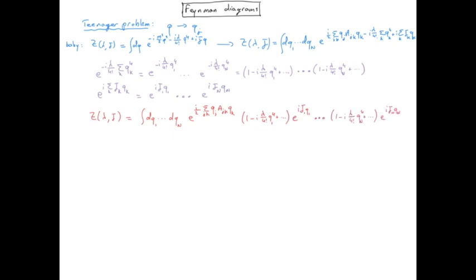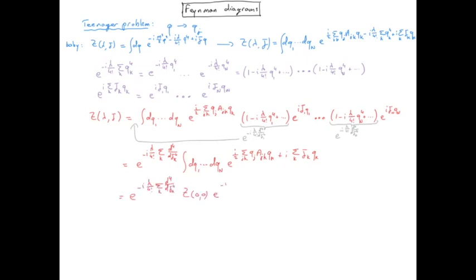As before, we see that we can replace each q to the n by a derivative with respect to J. The exponential of the derivatives with respect to J do not depend on q, and therefore they can be moved outside of the integral. We now recognize a Gaussian integral, where the matrix D is just the inverse of the matrix A.